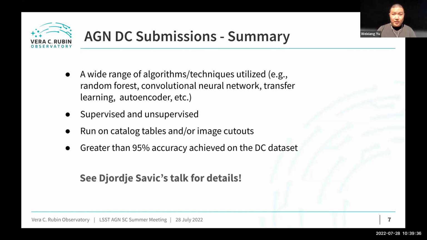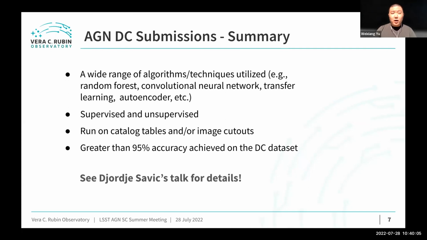One of them is that the DC data set was constructed from all spectroscopically confirmed sources. There are some built-in biases in the distribution of different sources, different classes. And for LSST, we're going to see much deeper than the sources that are currently included in the DC data set. So please see George's talk for more details on the different submissions to the data challenge.